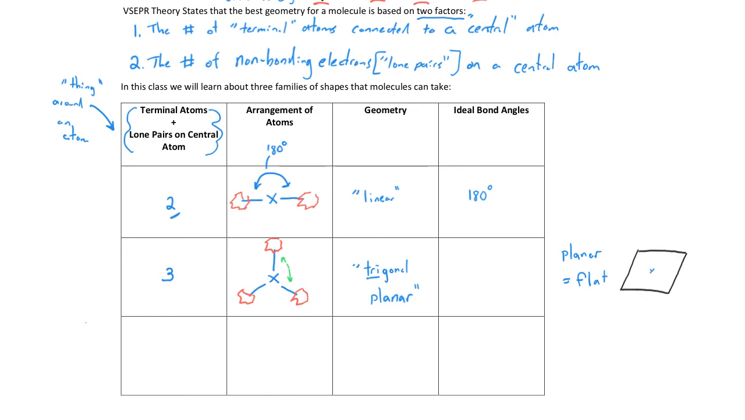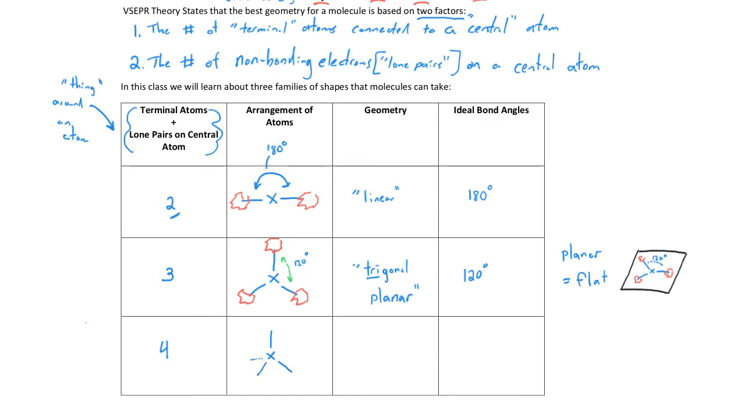So by planar, let me draw a little sketch over here of what I mean. If we had X in the center and then the objects, they would all be in the same flat plane, like on a tabletop together. Now, so that's when we have 3 things. What about the next case, which is if we had 4 things around a central atom? I showed you a picture of this in the balloon image I showed earlier.